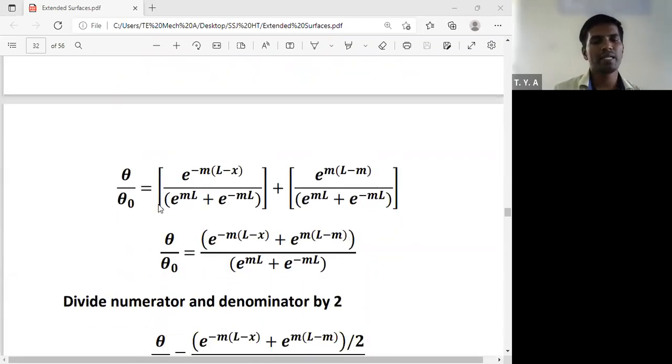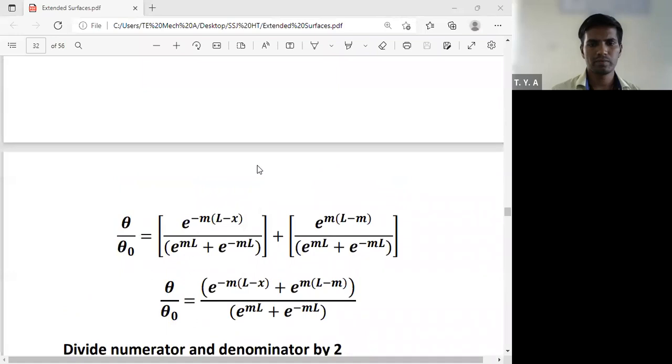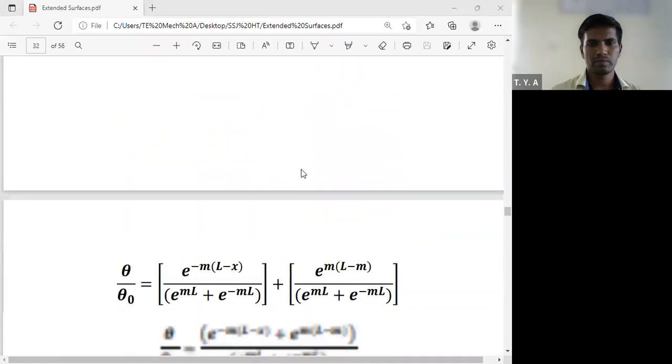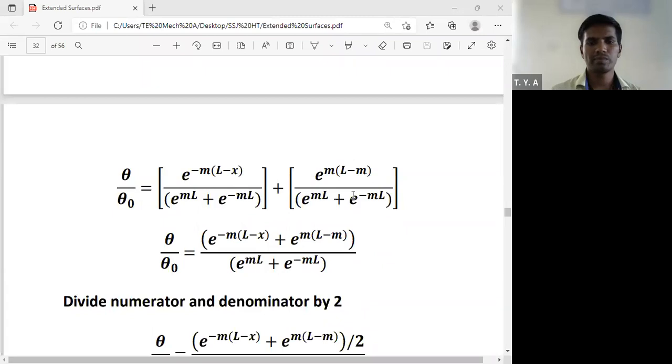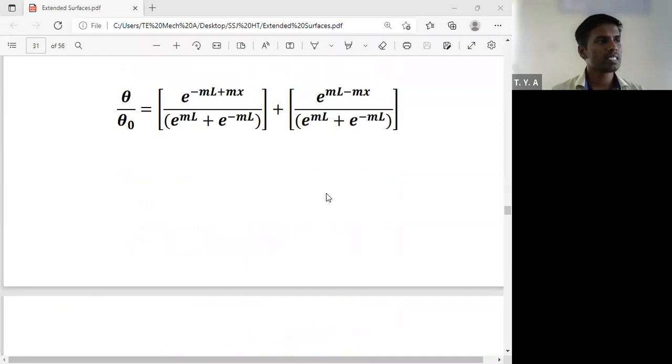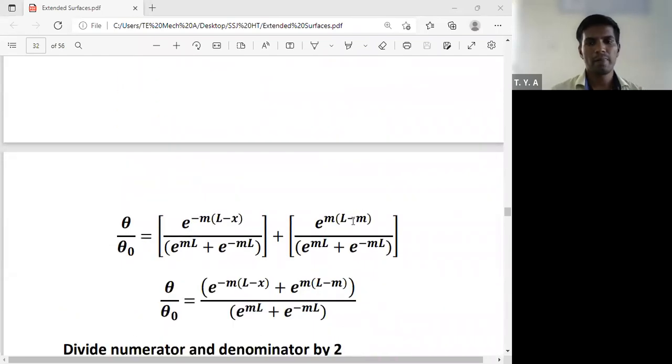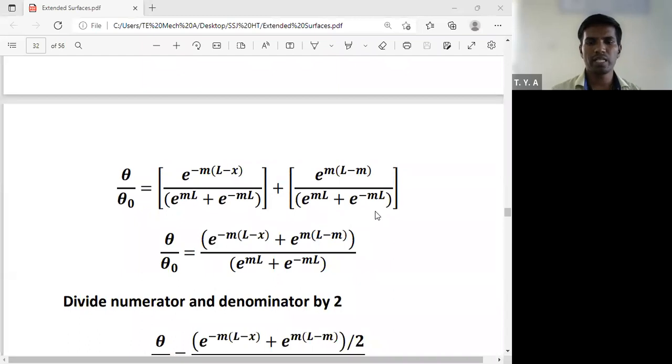Okay, then simplify that equation. So theta upon theta 0 is equal to e raised to minus m into bracket L minus x divided by e raised to ml plus e raised to minus ml, plus another bracket e raised to m into bracket L minus m. What went wrong here? It should be m into bracket L minus x. Okay, write x here, divided by e raised to ml plus e raised to minus ml.